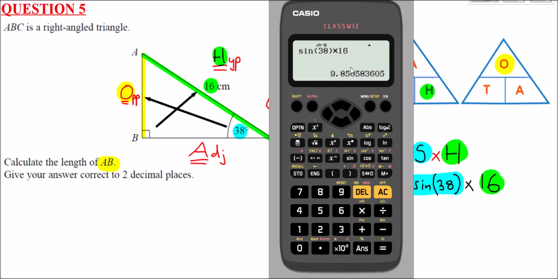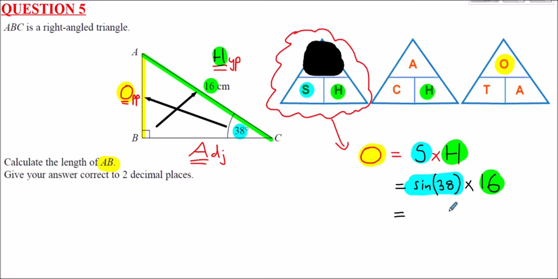We need it to 2 decimal places: 9.85. So the final answer here is 9.85 centimetres. And that's all there is to it.